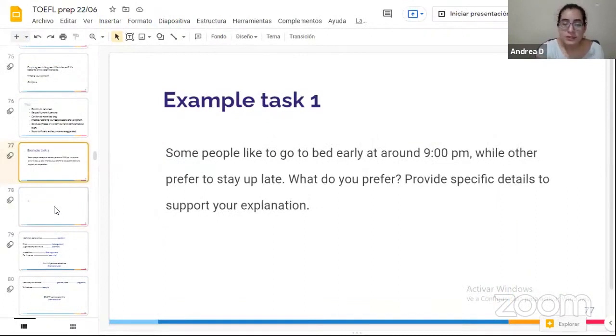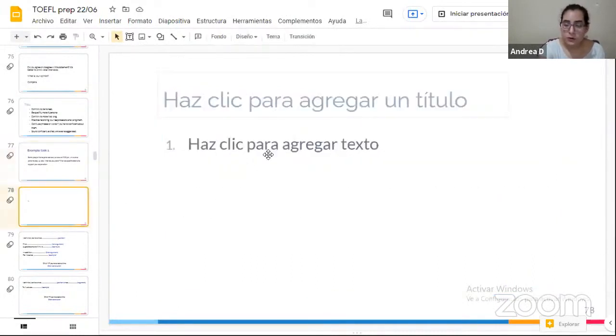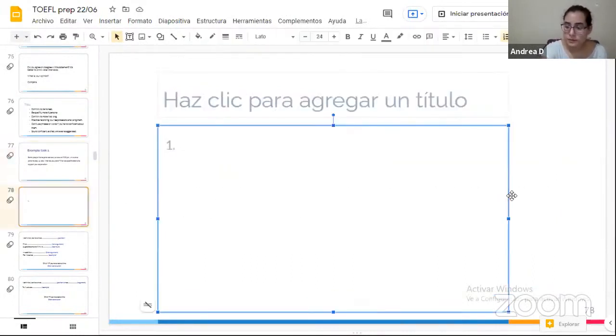So what do you guys think? What is easier to talk about? Staying up late or going to bed early? Which one would you go for? I will go with staying up late. Okay, perfect. Staying up late. Now, the next thing you have to do is think of one or two arguments to justify that.